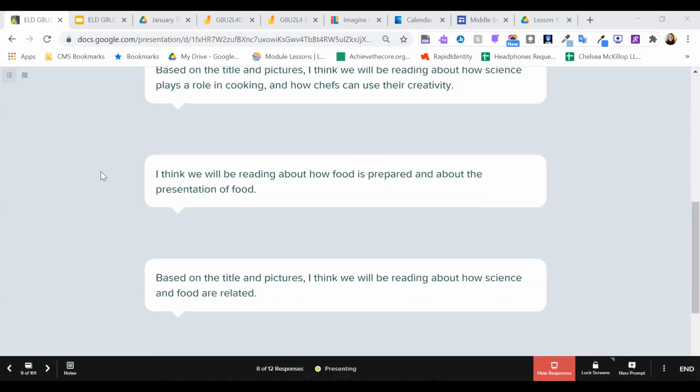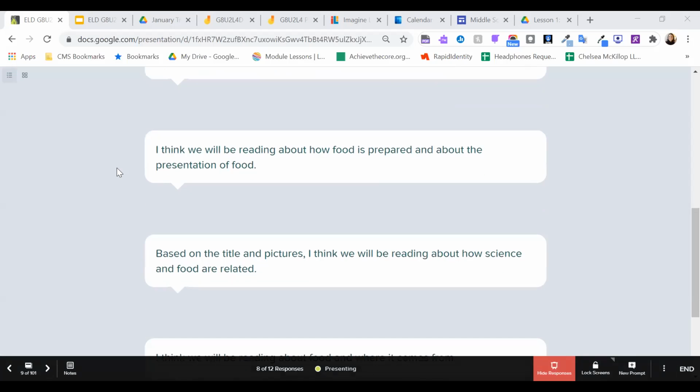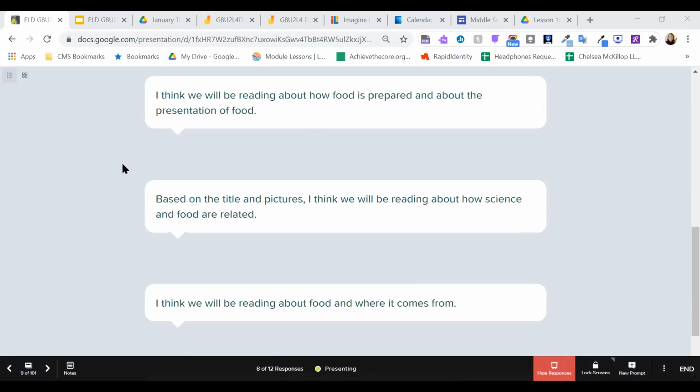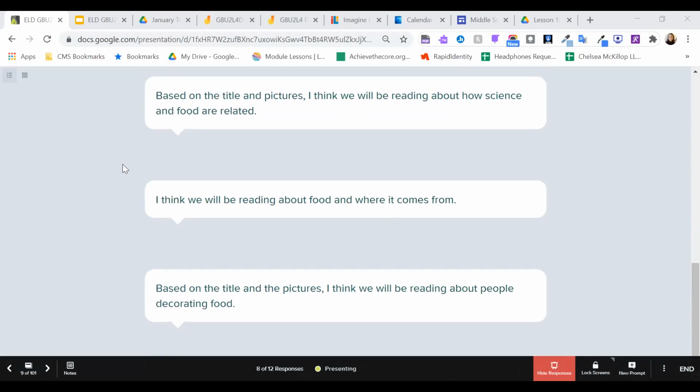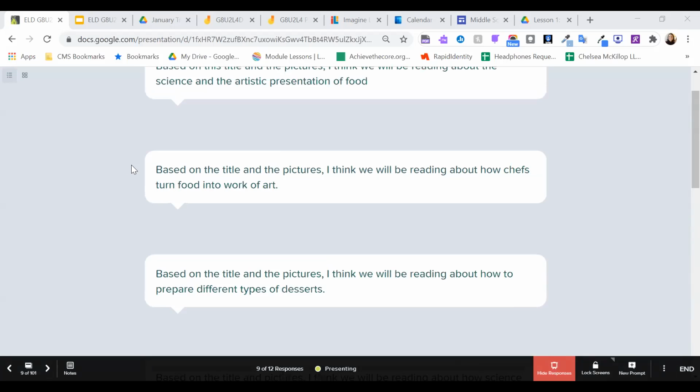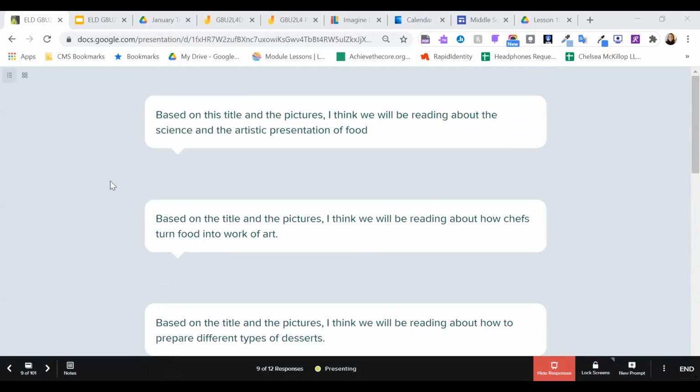All right. So I think I will be reading about how science and food are related, reading about food and where it comes from, reading about people decorating food, how to prepare different types of desserts, how chefs turn food into works of art. Love it. Again, if some students don't feel like typing, they can unmute and share out instead.